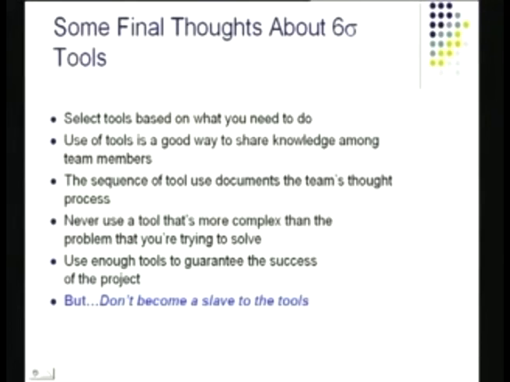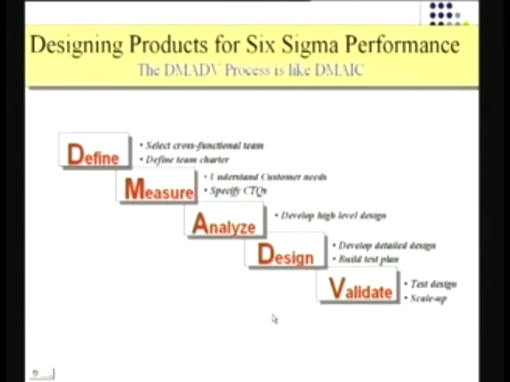So if you make a Six Sigma presentation and you start out with your DOE, people would have many questions. They would like to know, how did you really think of DOE to be the best way? So this is something you have to keep in mind. Never use a tool that is more complex than the problem that you're trying to solve. DOE is obviously not the answer when you can fix it in many different ways. And so do not become a slave to your tools.